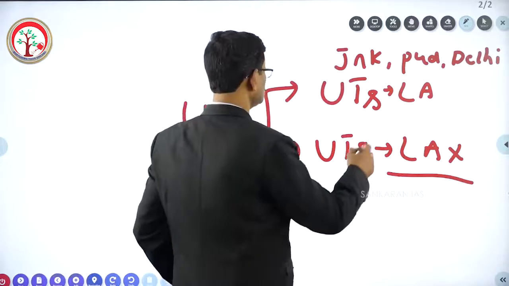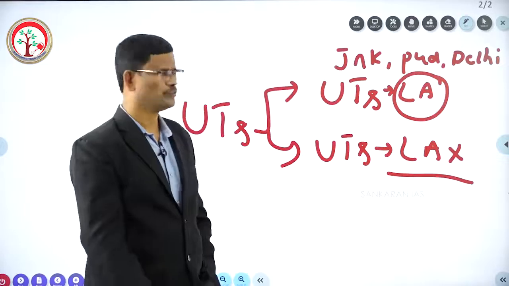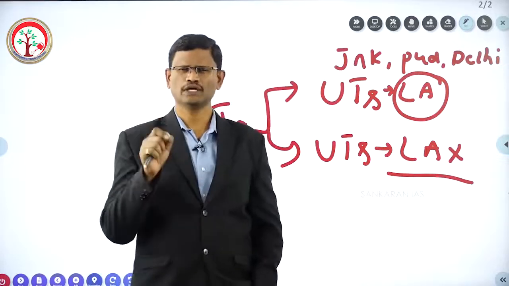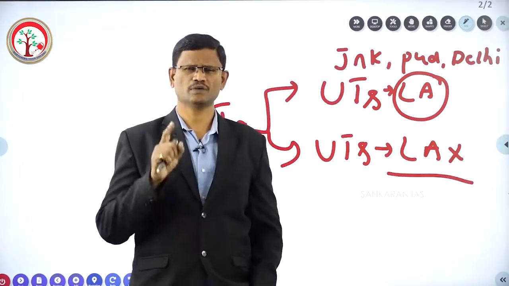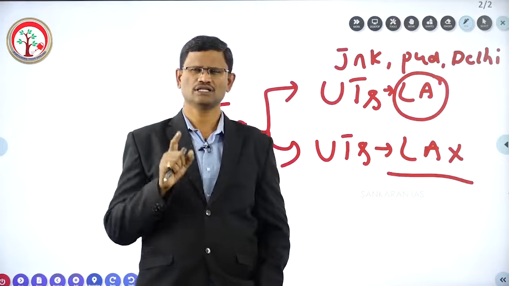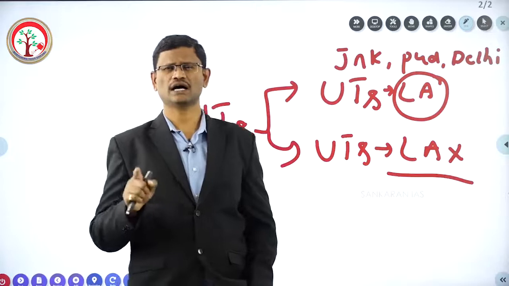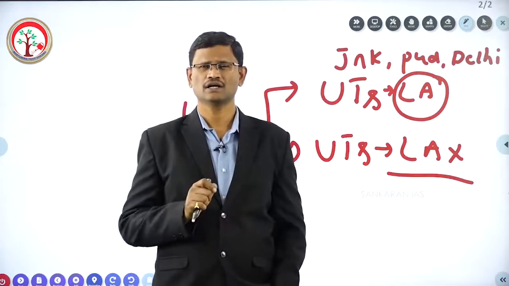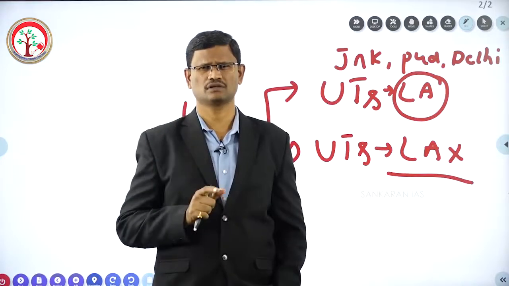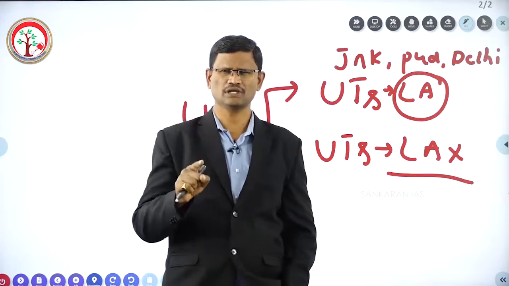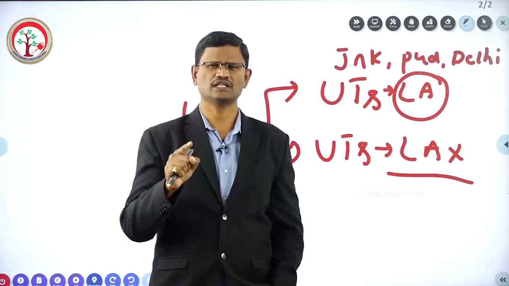Even when it comes to the UTs with a legislative assembly, like Jammu and Kashmir, Puducherry and Delhi, there is a provision for a legislative assembly. The legislative assembly can make laws with respect to the subjects in the state list as well as in the concurrent list. But it is not the exclusive power of the legislative assembly. Along with the legislative assembly, Parliament can also make laws on the subjects in the state list as well as in the concurrent list.